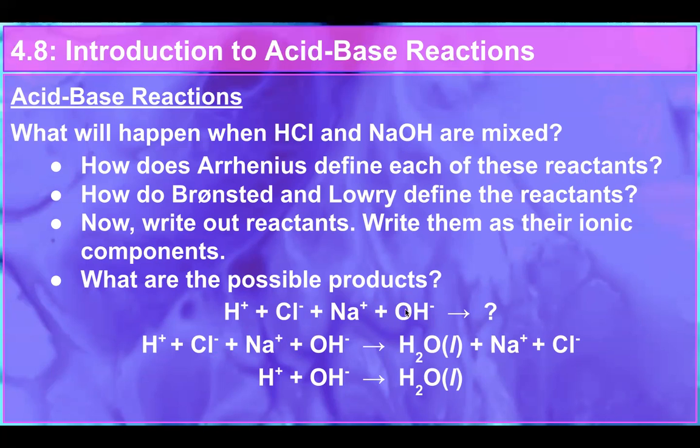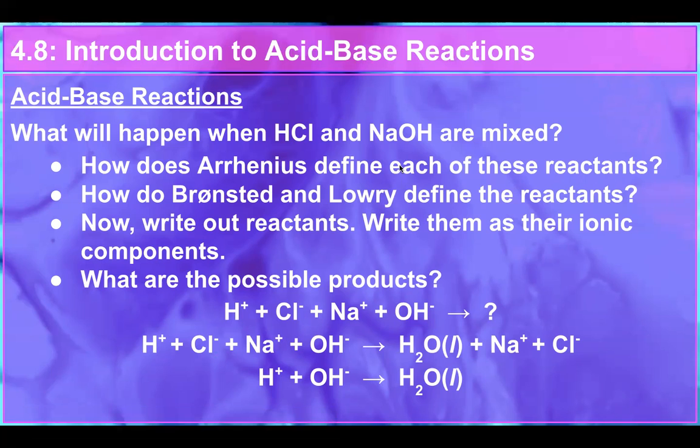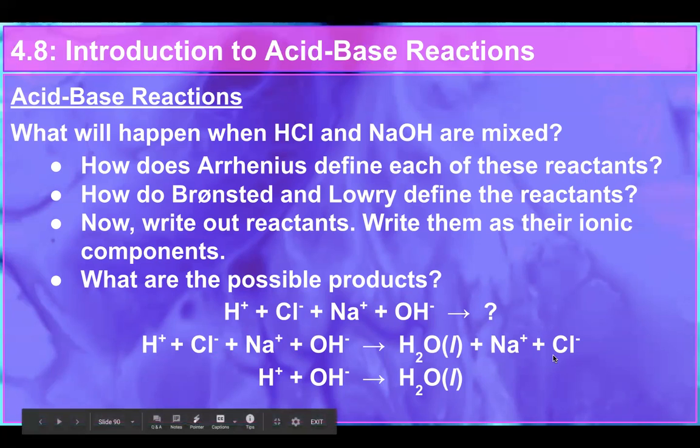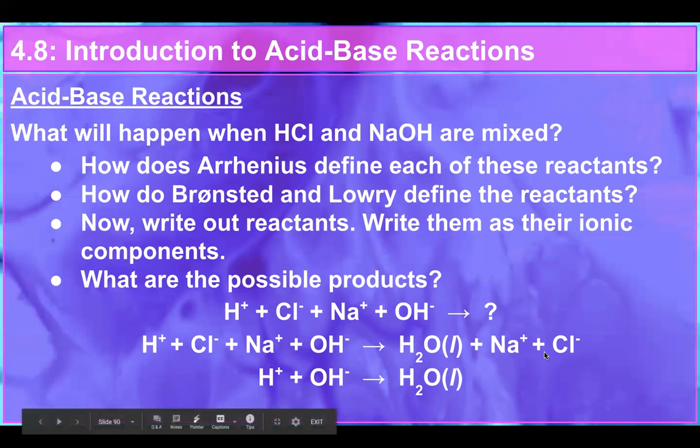So we have them all down there. And we are going to form H2O, right? OH minus plus H plus gives H2O, and then the sodium and the chloride are just going to remain in solution. So they would be our spectator ions. So H plus plus OH minus yields H2O liquid. That would be our net ionic equation.